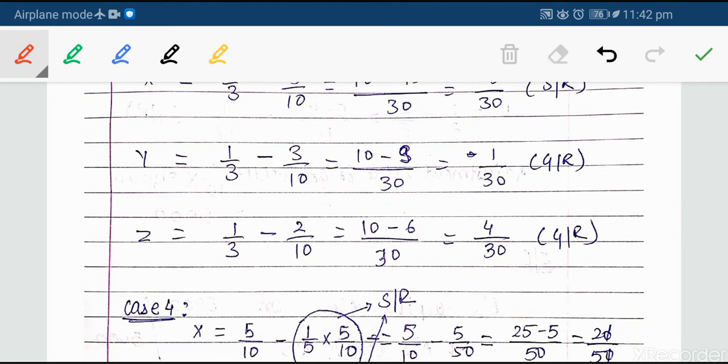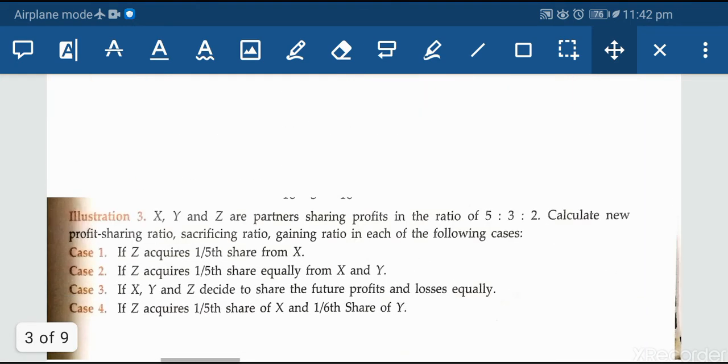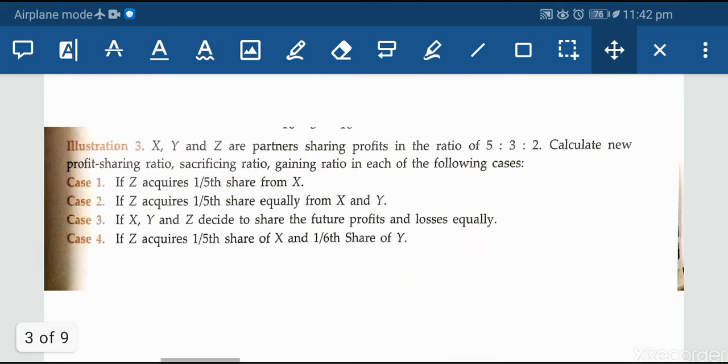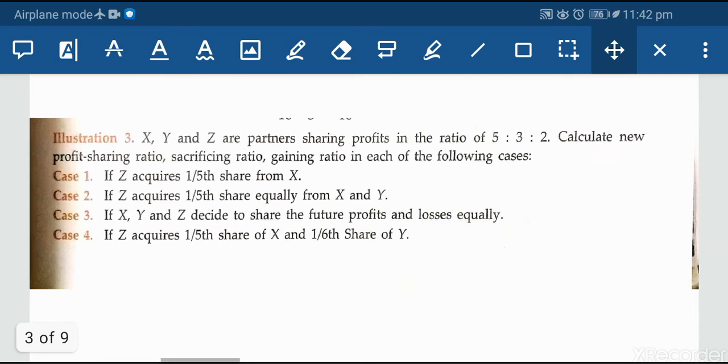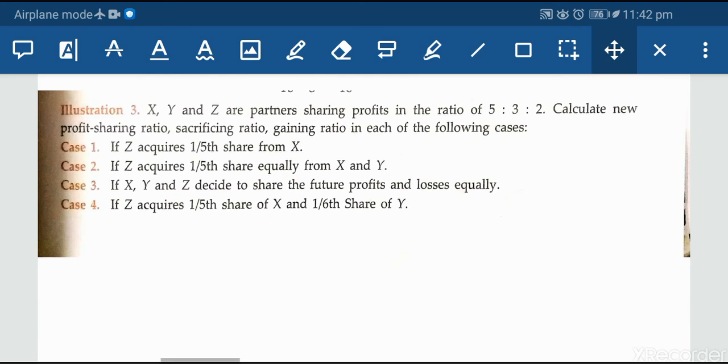Okay, now we will be moving to case number 4, and case number 4 is a very good example. If Z acquires 1/5 share of X, here it is very clear that it is 1/5 share of X, not from X. Of X means we have to take 1/5 of X's share. Okay, next is 1/6 share of Y, and 1/6 share of Y. So we will be doing it like this. Go to the solution part.